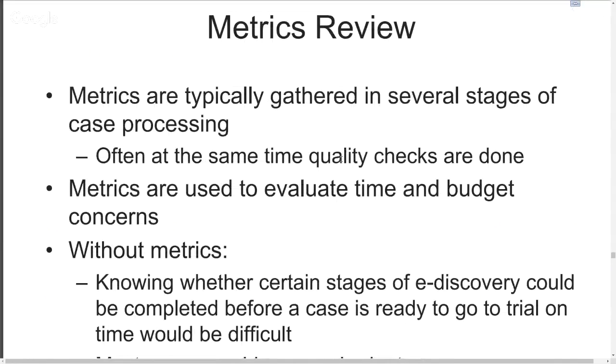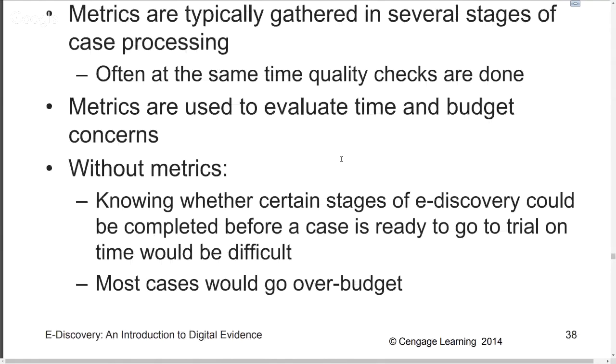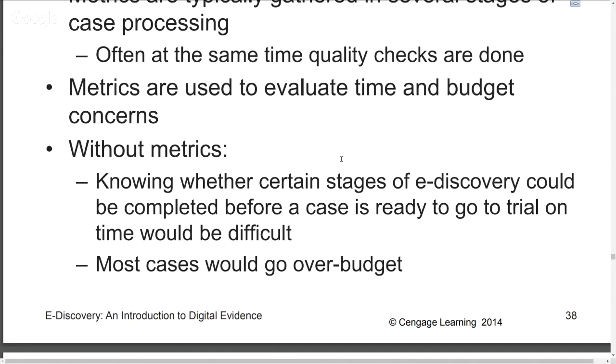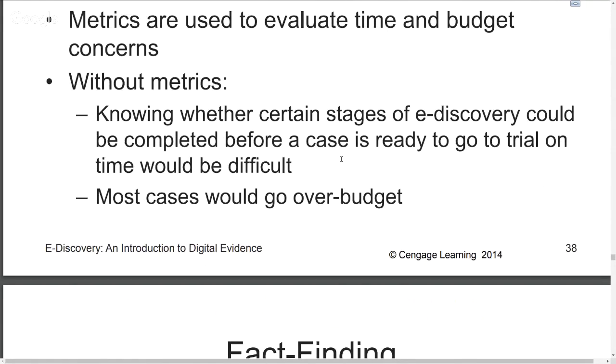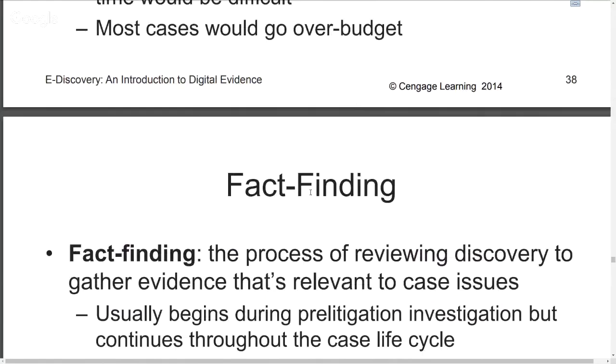Metrics are typically gathered at stages of case processing, often at the same time quality checks are done. Metrics are used to evaluate time and budget concerns. Without metrics, knowing whether certain stages of e-discovery could be completed on time before a case is ready to go to trial would be difficult. Most cases would go over budget.